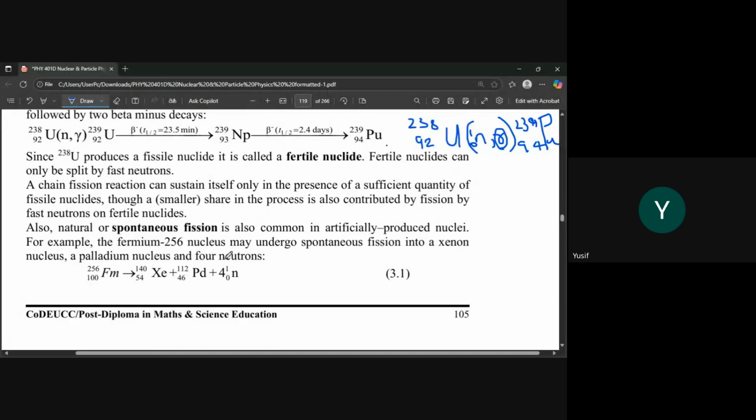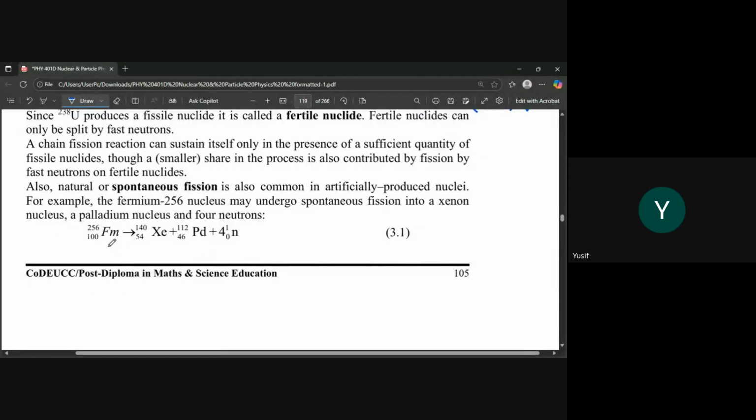Also, natural or spontaneous fission is common in artificially produced nuclei. For example, the fermium-256 nucleus may undergo spontaneous fission into a xenon nucleus, a palladium nucleus, and 4 neutrons. And likewise, the same thing. This one, you don't have any capture. This is just undergoing radioactivity, and it's giving us 3 products. We have 2 daughter nuclei, and we have a neutron that is being released as a byproduct as well.